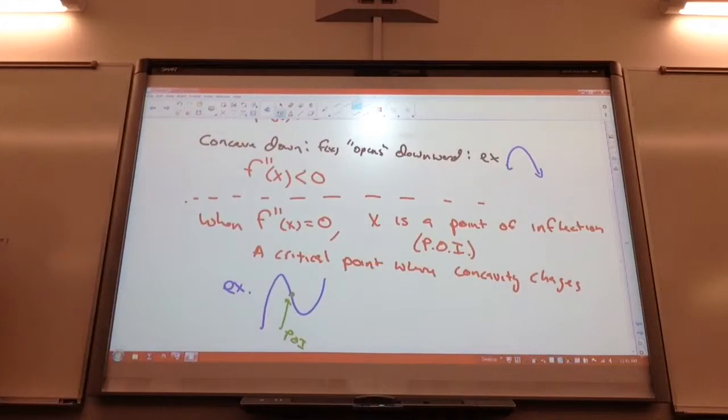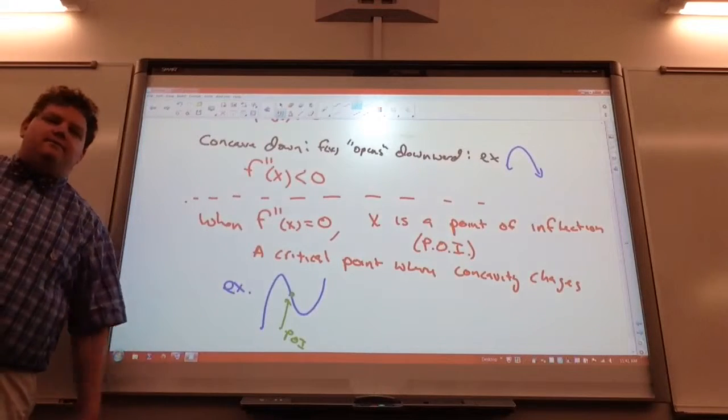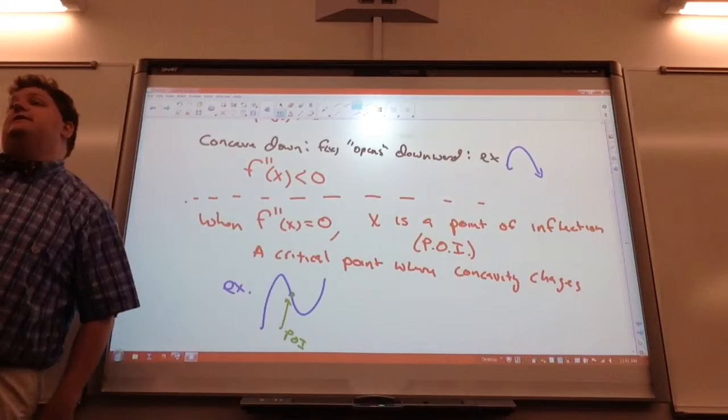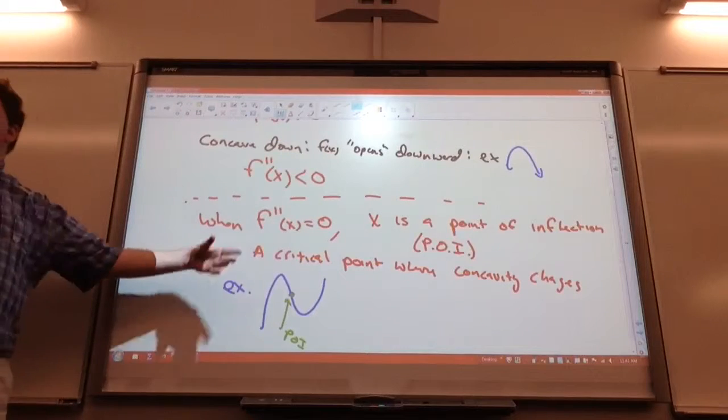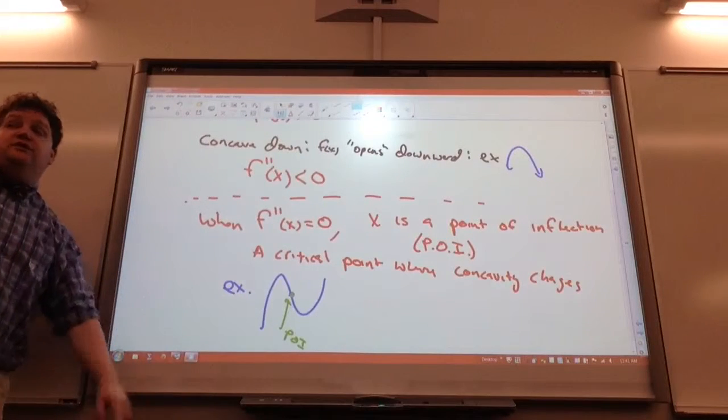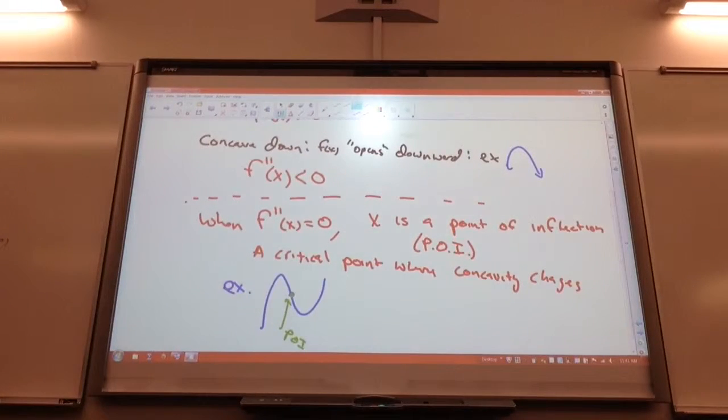Could you do that anywhere? You're right, it could be anywhere in there. That's why you would actually test it, but it doesn't necessarily fall halfway between. Somewhere in that zone, there's going to be this point of inflection where this happens. Any questions about that?